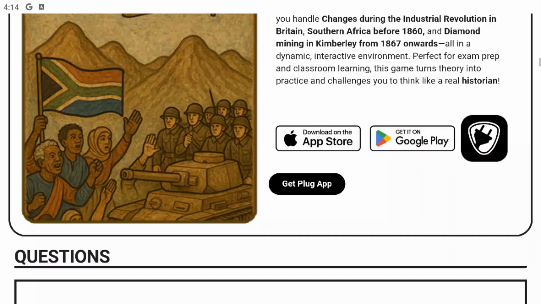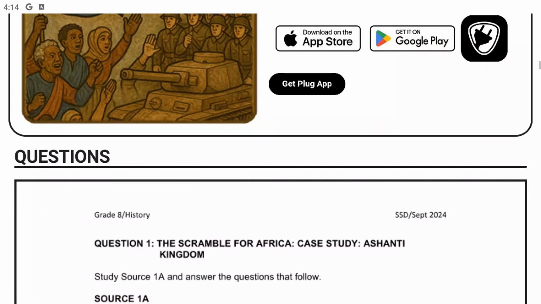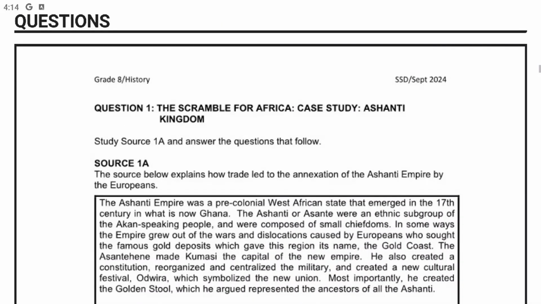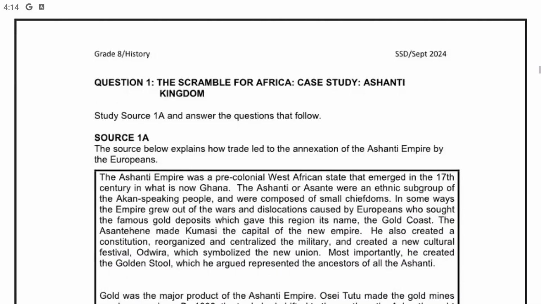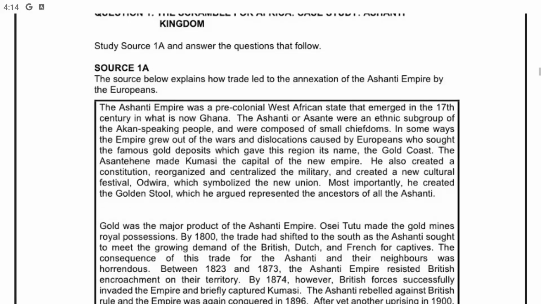So without wasting any more time, let's delve into the questions, right? Question 1 is based on the Scramble for Africa, which is a case study about the Ashanti kingdom, right? So we have source A here. The source below explains how trade led to the annexation of the Ashanti Empire by the Europeans. Okay, so we're given a context.